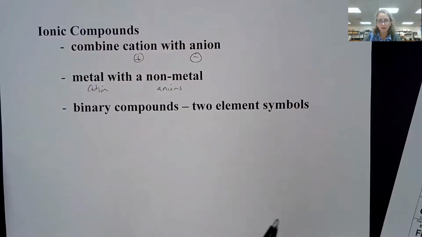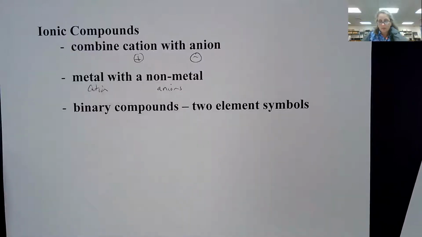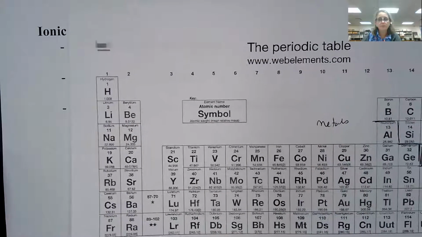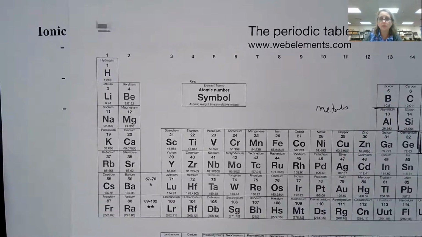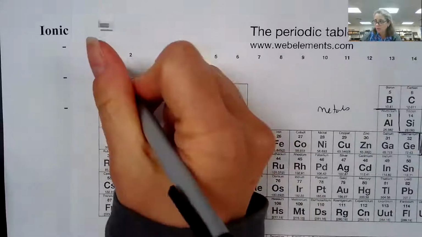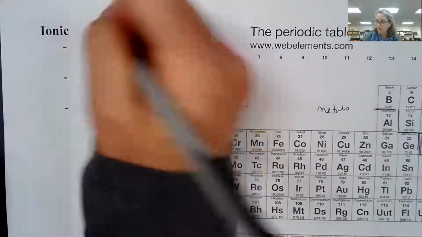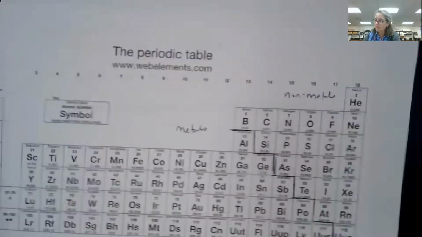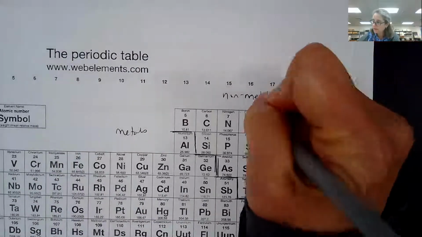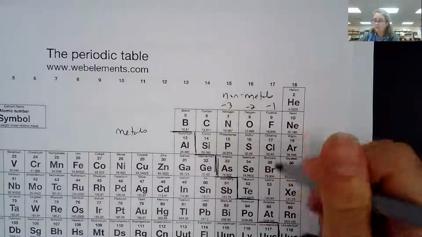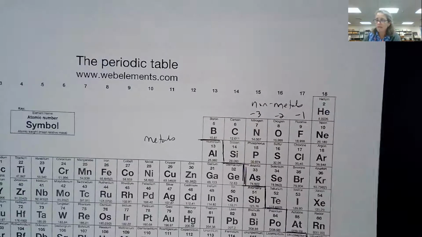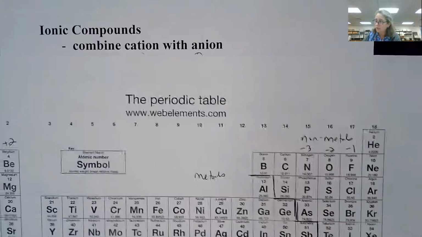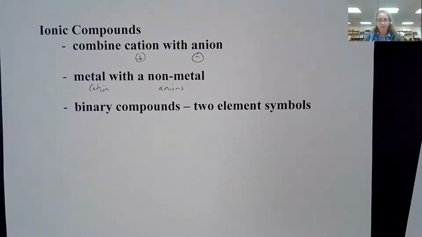A binary compound is what we start with, combining two element symbols together. Binary meaning two. So on your periodic table, there are certain elements that have certain ion charges. This first column on the periodic table is a +1. The second column over is a +2. Likewise over here, we have -1, -2, -3 in these columns. That's something you're going to need to know when we are doing these binary compounds.